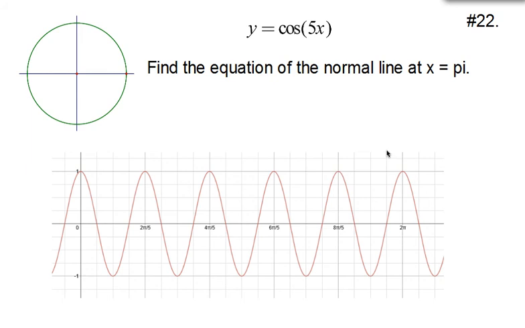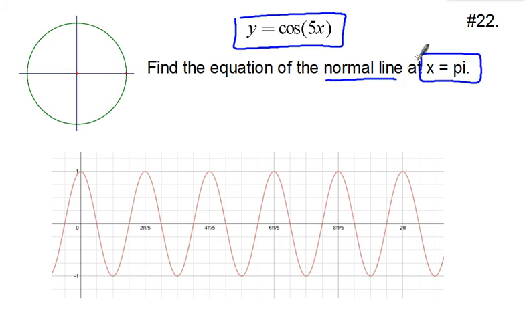Hi there. In this video, we'll look at problem 22 from the exam review packet. Here we're given the function y equals cosine 5x, and we're asked to find the equation of the normal line at this particular input where x is pi.